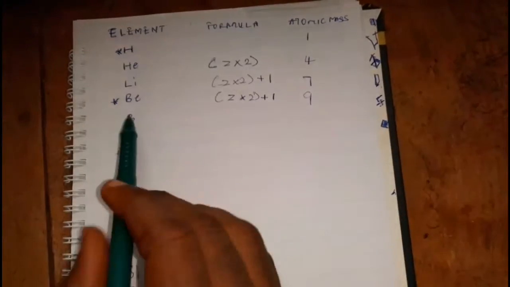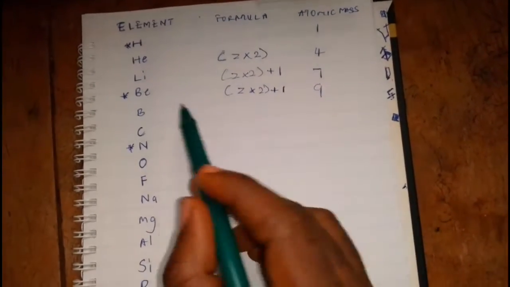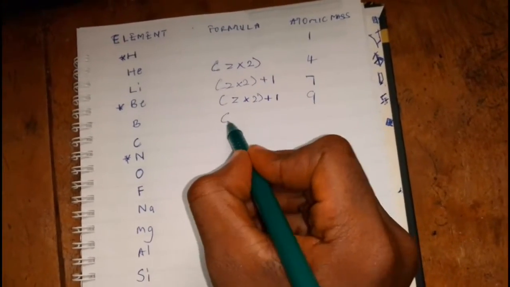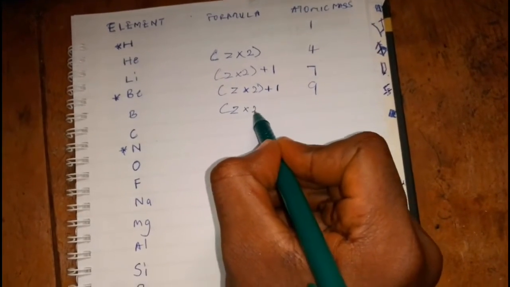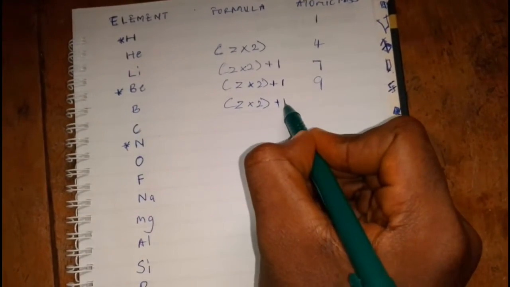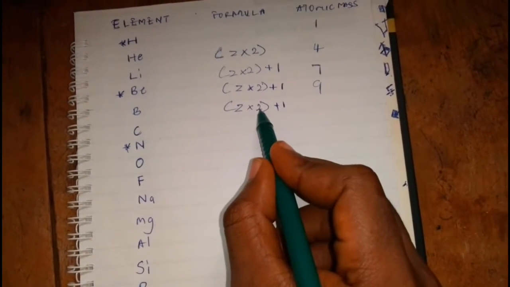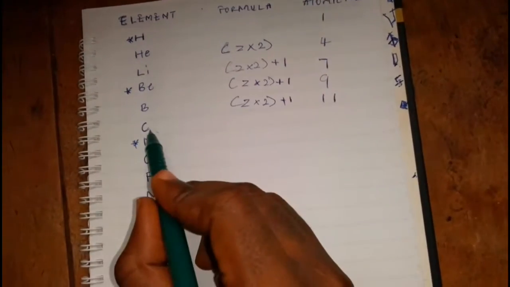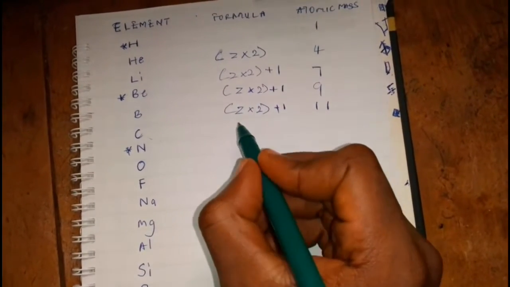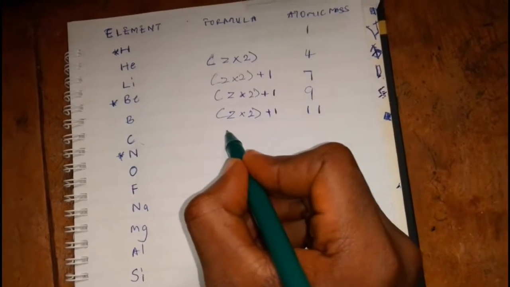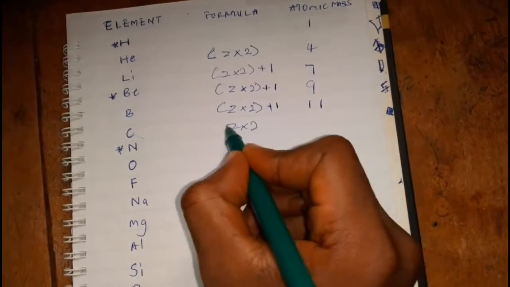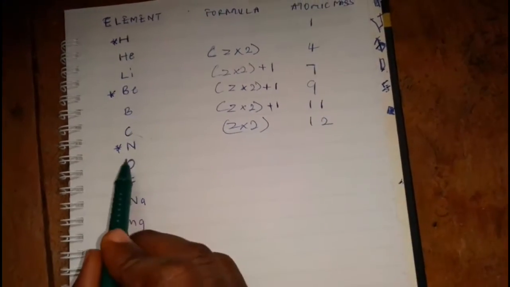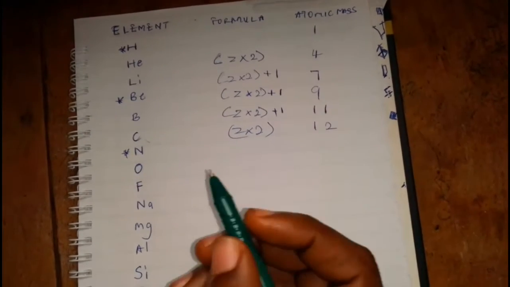But boron does not have any exception. Boron is atomic number 5, right? And 5 is not an even number, so this is what we are going to use. So it will be 5 times 2, which will give you 10, plus 1, that is 11. Then carbon has atomic number 6. Since that is an even number, we are just going to use this. So 6 times 2 will give you 12.